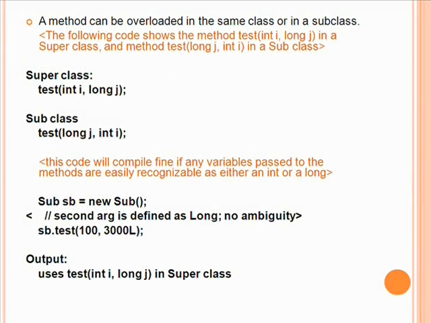A method can be overloaded in the same class or in a subclass. The following code shows the method test in a superclass and method test in a subclass. The test method in the superclass takes two parameters, one integer and a long. But the test method in the subclass takes a long parameter and an integer. This code will compile fine if any variables passed to the methods are easily recognizable as either an int or a long.